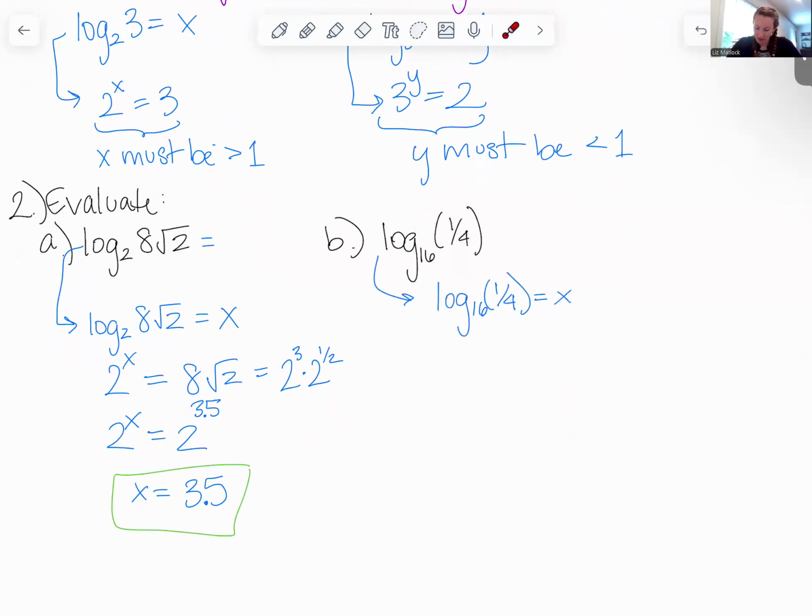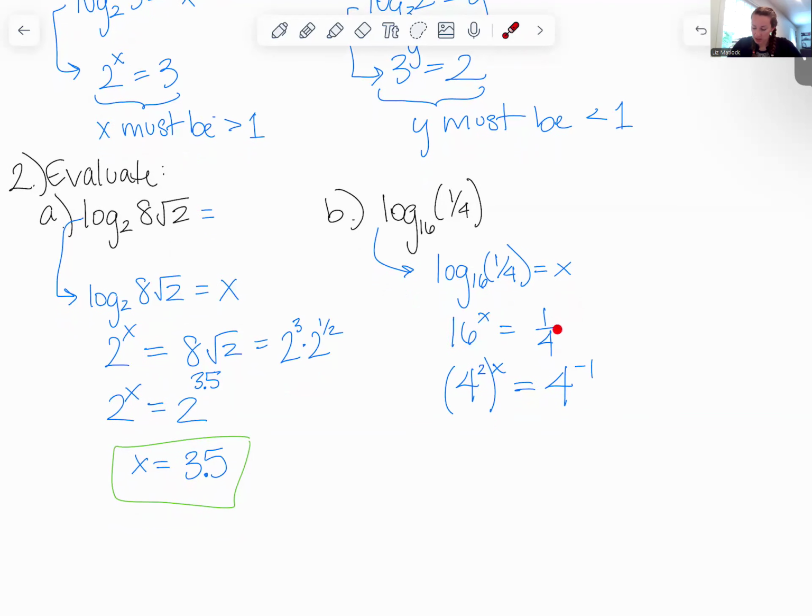And then I have the similar idea here. I'm going to change this to an equation to solve. So I'm setting log base 16 of 1/4 equal to x, and I'll change that to exponential form, which would be 16 to the x is equal to 1/4. So these, I can make both of them base 4. So 16, that would be 4 squared. And then 1/4 is 4 to the -1.